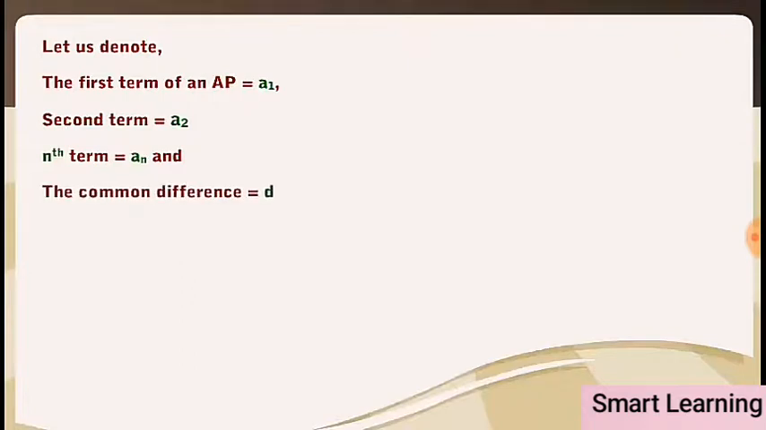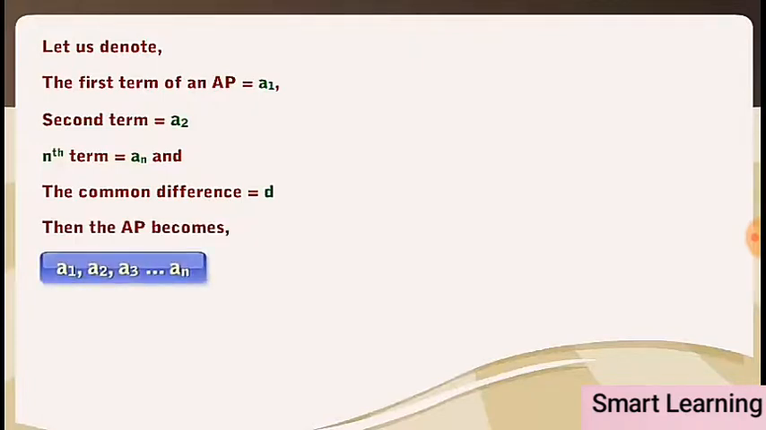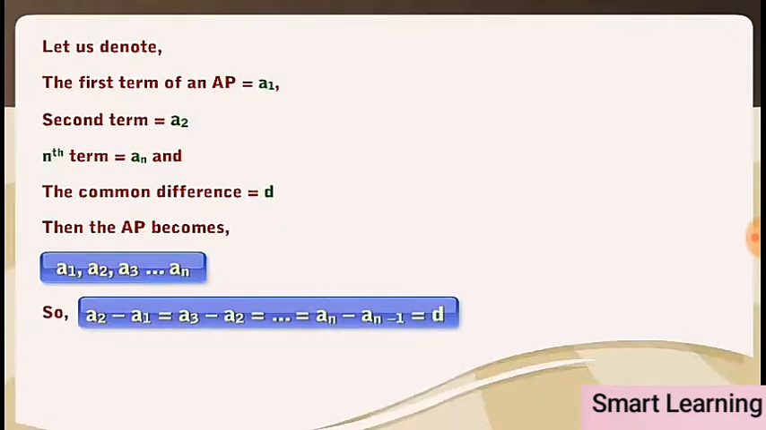Let us denote the first term of an AP by A1, second term by A2, nth term by AN, and the common difference by D. Then the AP becomes A1, A2, A3 up to AN. So A2 minus A1 is equal to A3 minus A2 is equal to AN minus AN minus 1 is equal to D.